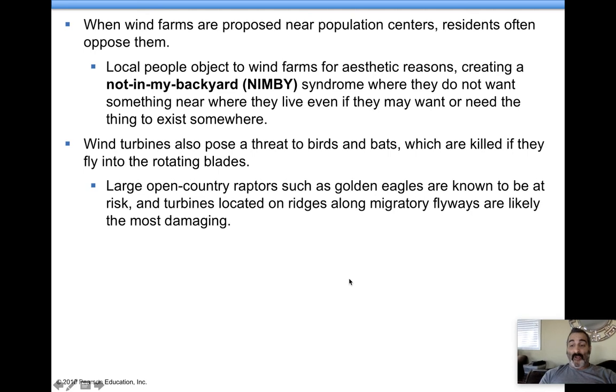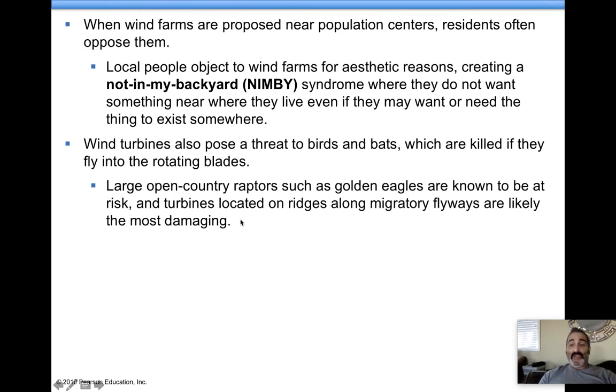One of the major problems of wind turbines is ecological. Birds and bats, things that fly, do not do well with wind turbines. They fly into the rotors, the rotating blades, and they commonly get killed. Large raptors like golden eagles are large open-country raptors flying through these areas. And the problem is that these open-country areas are where you're going to have these wind patterns. A way to prevent it is to not put turbines in areas where there's a migratory flyway for birds. But that's a hard thing to do. So this is one of the big problems.